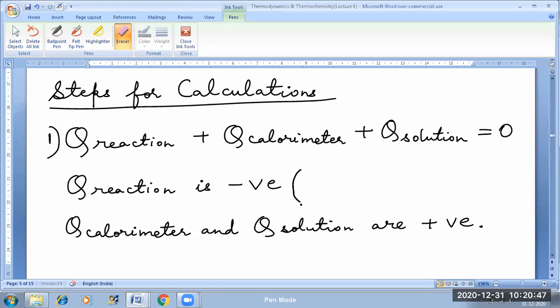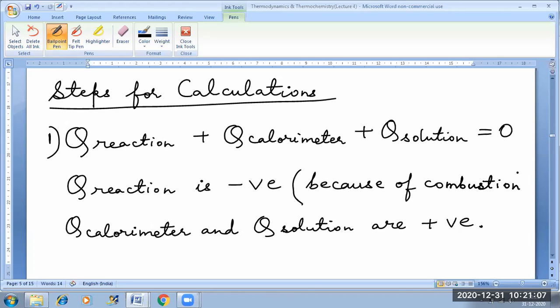Within bracket I'll write because of combustion. What is combustion? Combustion is a reaction where oxygen gas reacts with the substance. That means if Q is negative, heat is released, so it's exothermic. Any combustion reaction is exothermic.